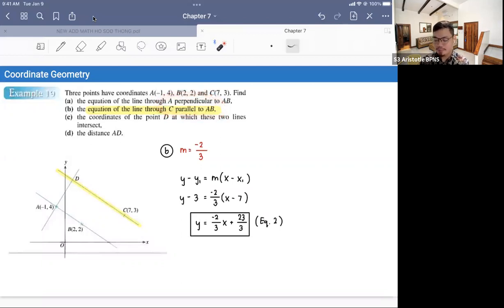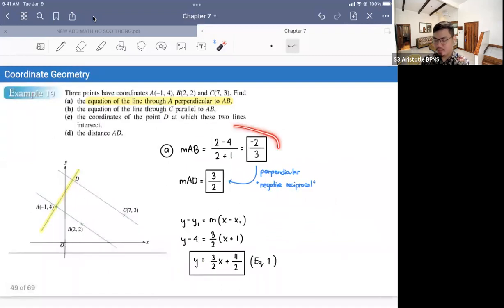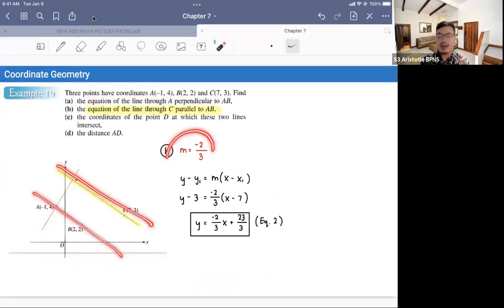So do we know the gradient of line AB? Yes, from letter A. Therefore, the gradient of line CD, which is parallel to AB, will also be the same, which is negative 2/3. This came from letter A. Since this is parallel to this, they have the same gradient, negative 2/3.